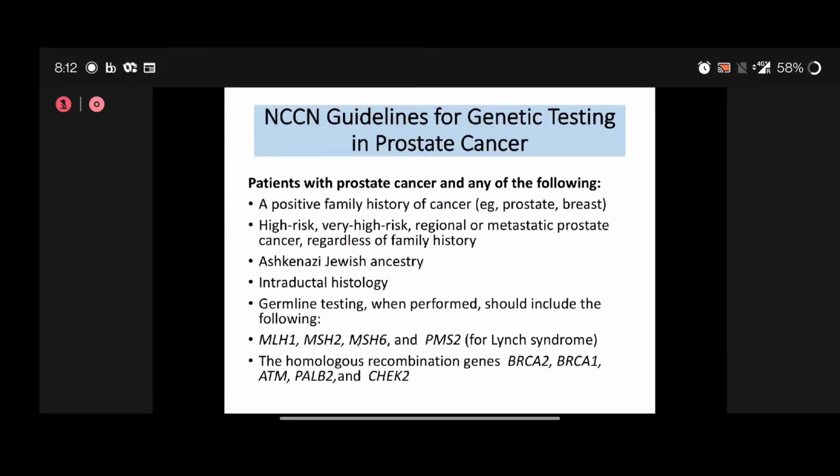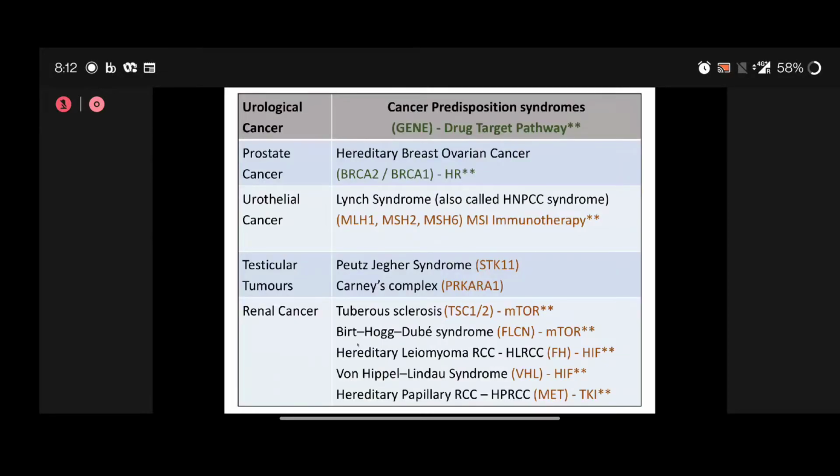So prostate cancer, I just want to show you how daunting it is becoming. If you look at the NCCN guidelines, almost all the types of patients we see in our practice would require genetic testing: high risk or early onset or metastatic. If you look at urological cancers, just look at renal cancer, testicular cancer, there's a long list of syndromes and genes. So this is an issue which comes up.